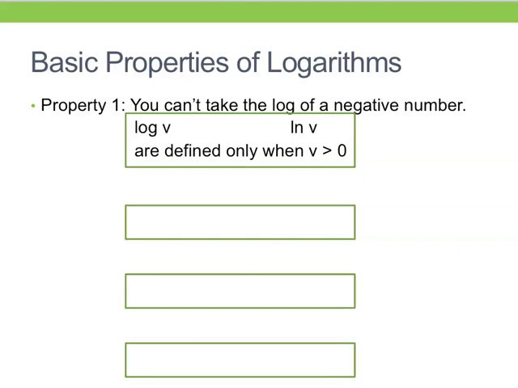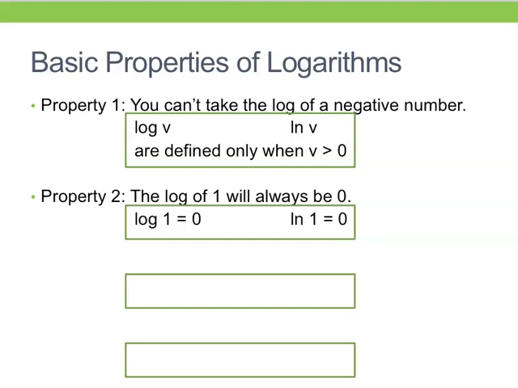The second property is that the log of 1 will always be 0. We also saw this last time. We talked about how anytime you have a number raised to the 0 power, it's always equal to 1. And so similarly, the inverse is also going to be true. So the log of 1 will always be equal to 0. So you can write log of 1 is equal to 0, ln of 1 is equal to 0. And this is true of any log, not just common and natural log, but these are the ones that we use the most. So these are the ones that we're writing down.